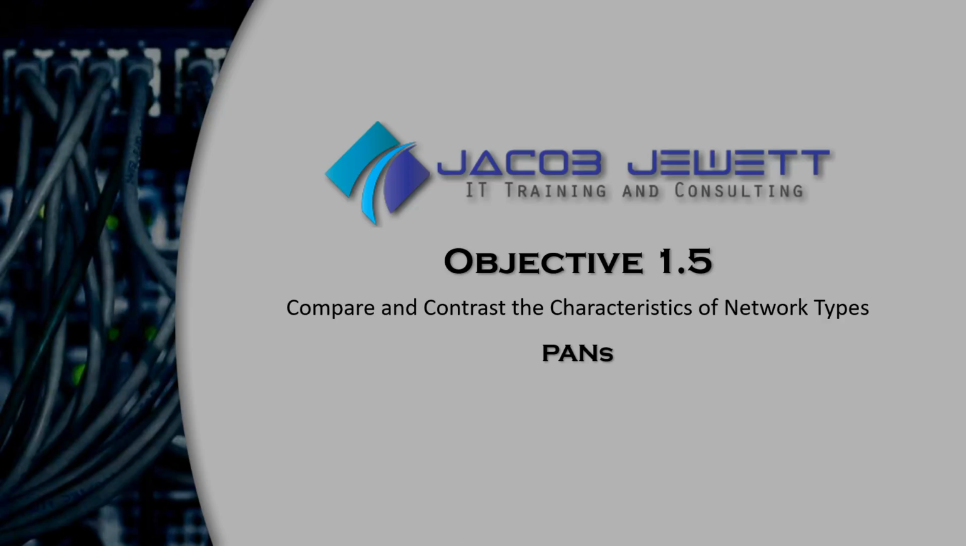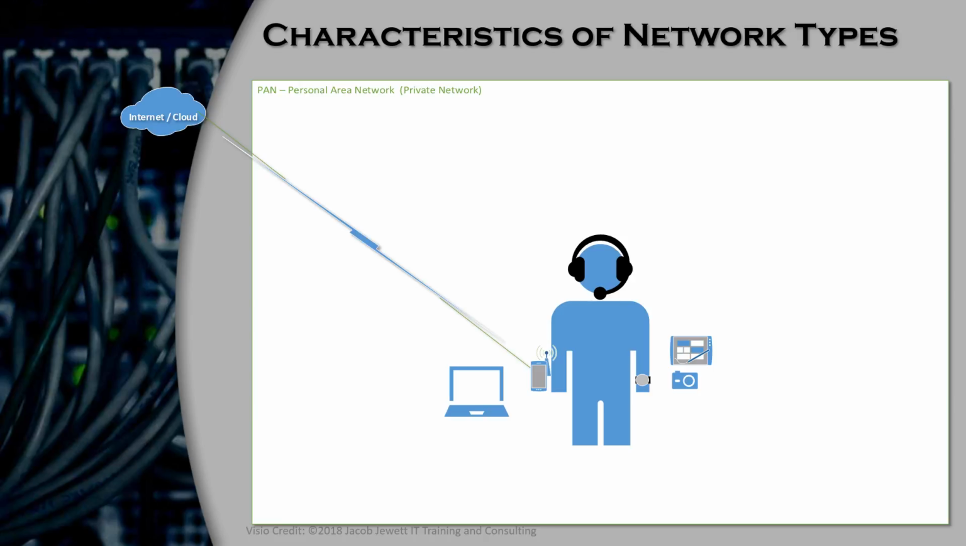Next, we're going to talk about PANs. PANs is not like Peter Pan or something like that. This is called a personal area network. And very simply, it's the smallest network that really exists. Typically, it's defined as you providing your own personal connection.